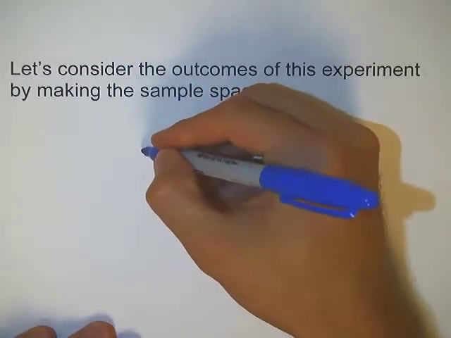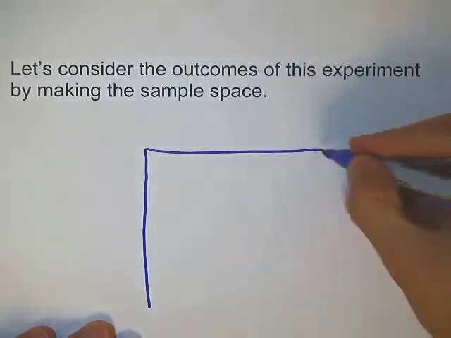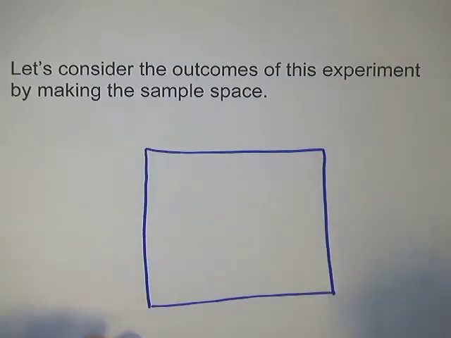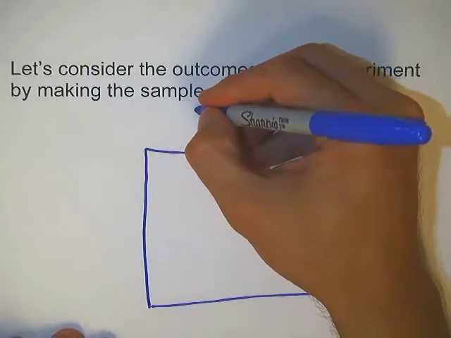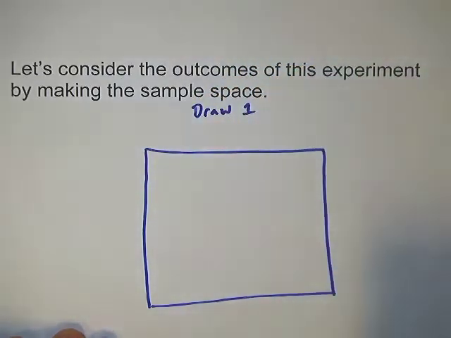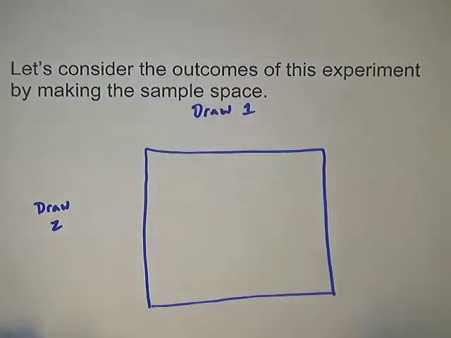Okay, so now let's consider the outcomes of this experiment by making a sample space. We're going to make the sample space a little bit different. So what I'm going to do is make just kind of a square here. For the square, we're going to put the outcomes of the first draw along that side, and the outcomes of the second draw over here.